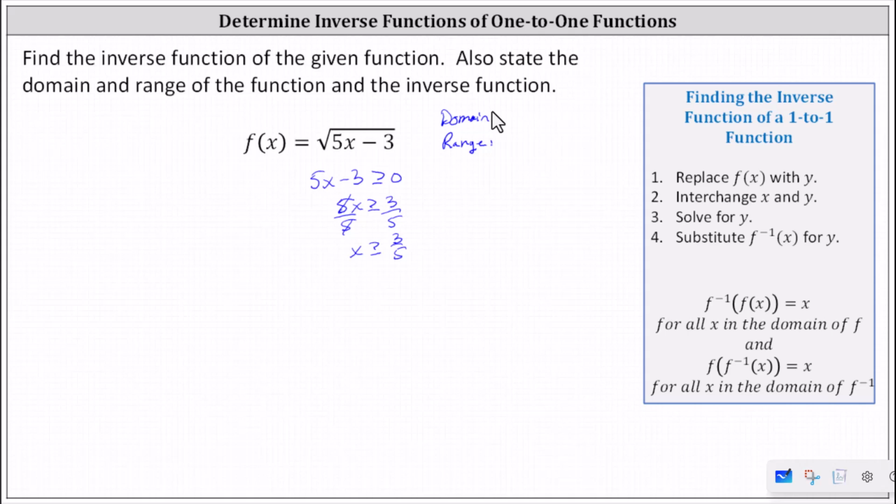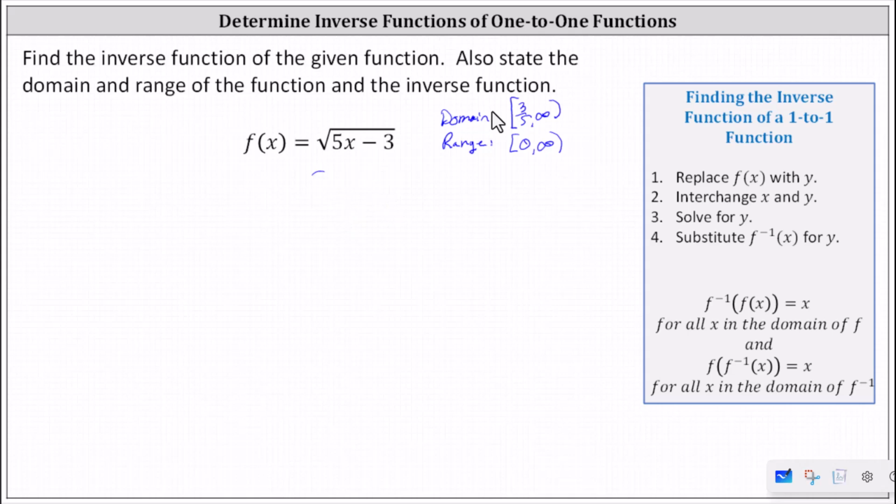which means the domain using interval notation is the interval from 3/5 to infinity, where the interval is closed on 3/5, or includes 3/5, so we use the square bracket. And we know the output of the principal square root is always non-negative. The range is y greater than or equal to 0, or the interval from 0 to infinity, closed on 0. And now let's work on determining the inverse function.